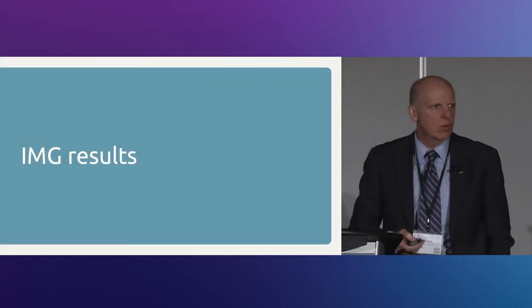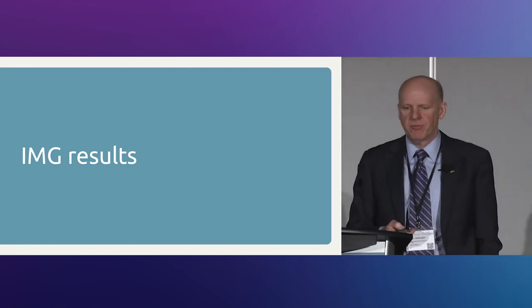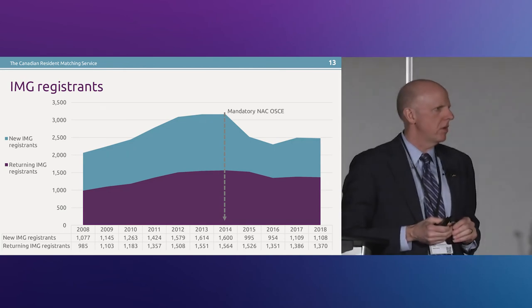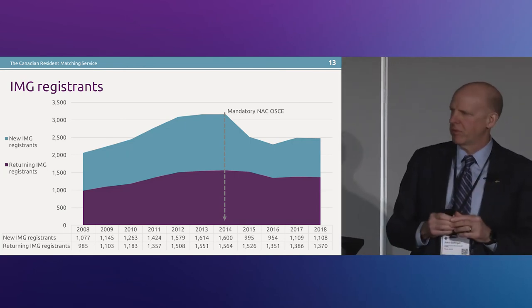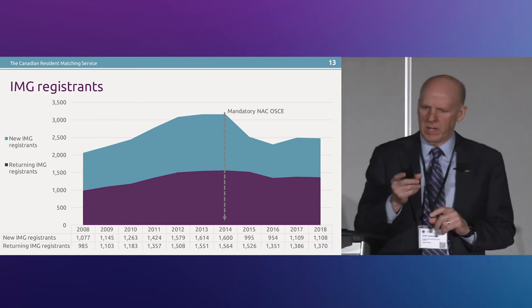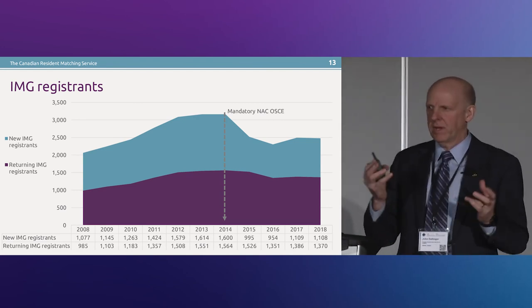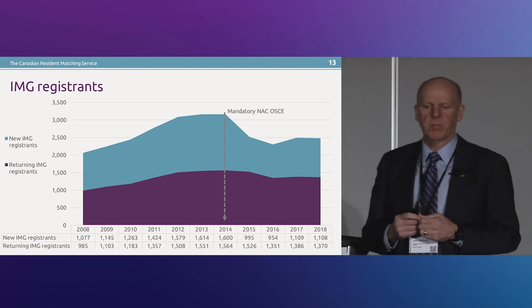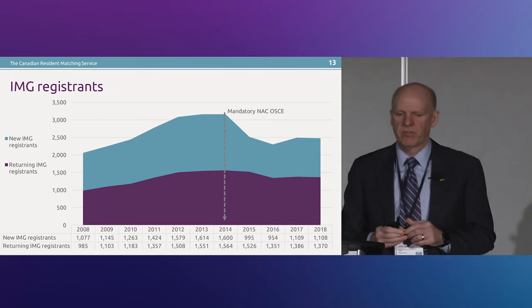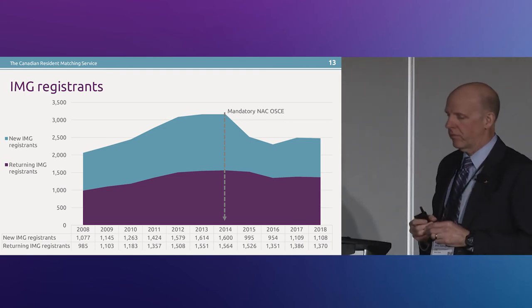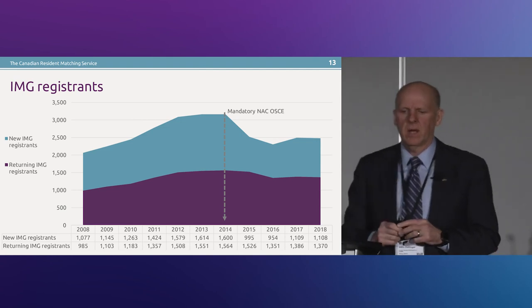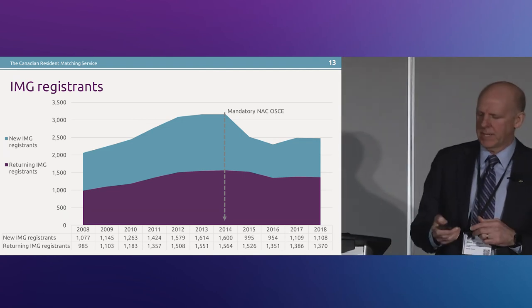Now we're going to shift into reviewing the results for our IMG applicant cohort. This, for those of you who have been around for a few years, is a familiar slide. It just shows the relative participation of new IMG registrants with returning IMG registrants. In 2014, the introduction of mandatory NAC-OSCE took place, which drove down for that 1 year the number of registrants for the new registrants, and then it's been pretty steady since then. In fact, a bit of an uptick in 2017 and flat in 2018.